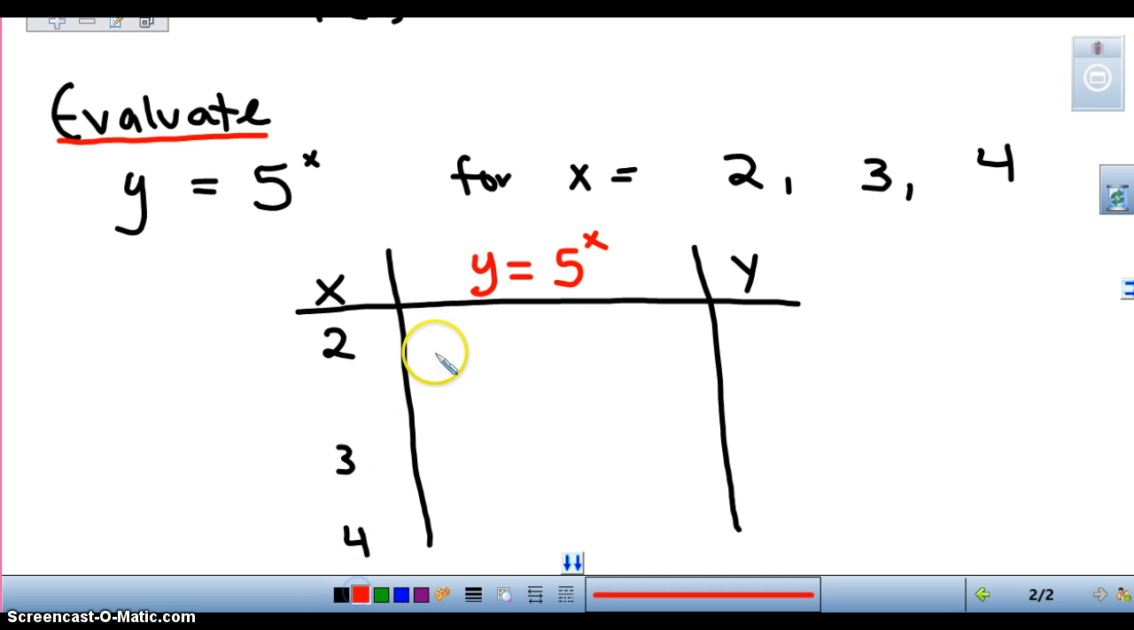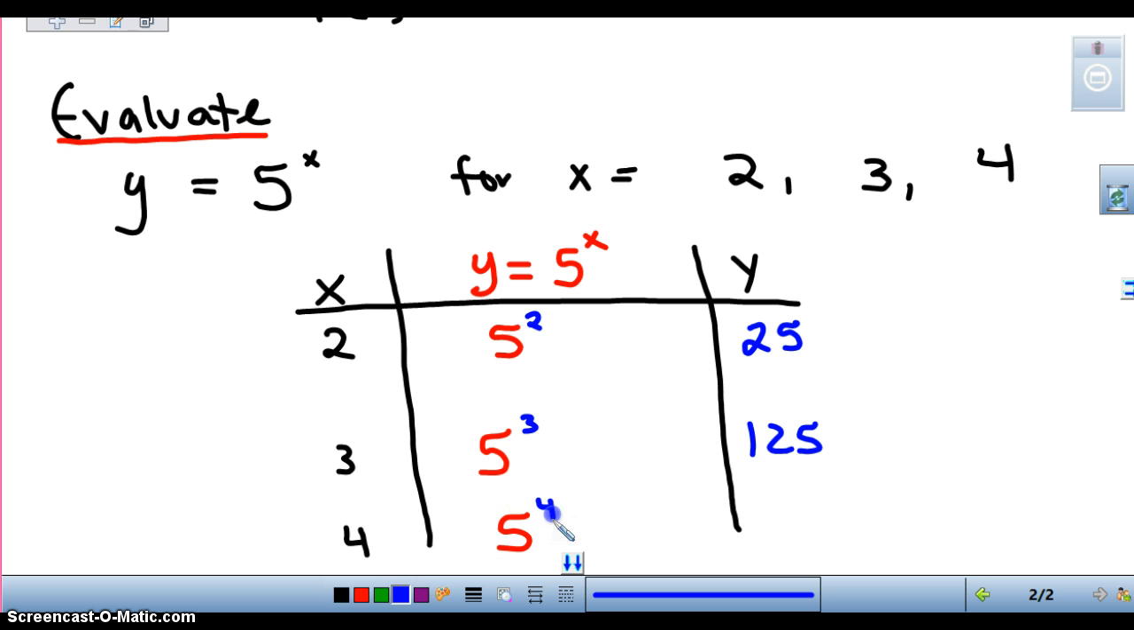So 5 squared equals what? 25. 5 cubed, 125. And 5 to the fourth power, 625. So we've evaluated the exponential function.